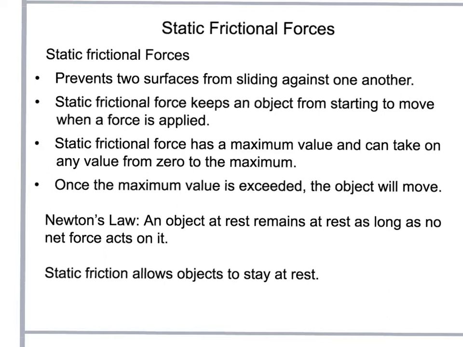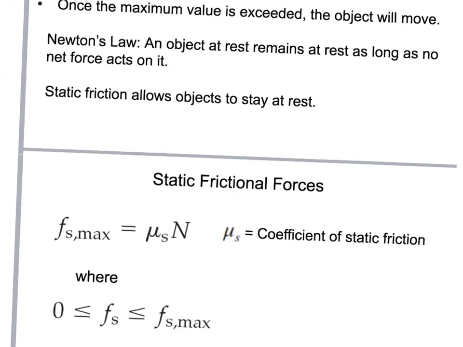So the maximum is different for every scenario and every object. Once the maximum value is exceeded, the object will move. So that maximum value acts as basically a threshold value. Newton's law is an object at rest remains at rest as long as no net force acts on it. Static friction allows the object to stay at rest. Kinetic friction is the object in motion, and it brings it to a stop.